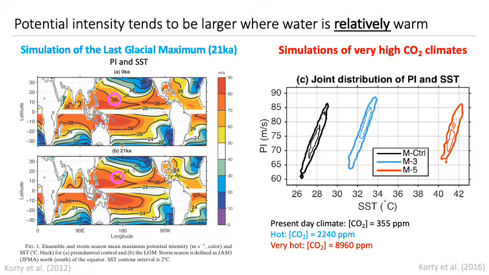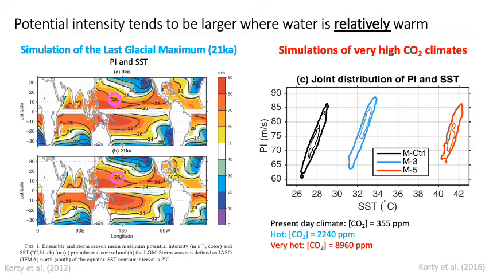A second way to show this is you can look to simulations of very high carbon dioxide concentrations, which equates to much warmer climates. This plot is relatively complicated, but we're going to go through it. On the x-axis is sea surface temperature, and on the y-axis is potential intensity, and what you're looking at is the joint distribution of potential intensity and sea surface temperature. The contours are bounding generally where grid points of each of these values are found in a particular climate.